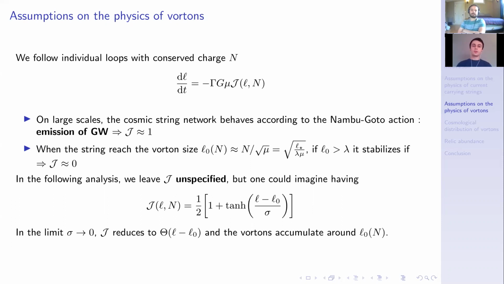So in this study, we do an energy budget of the string, as the length is proportional basically to its mass. Losing energy means that it loses length. And here we parameterize it via this unknown function called J.